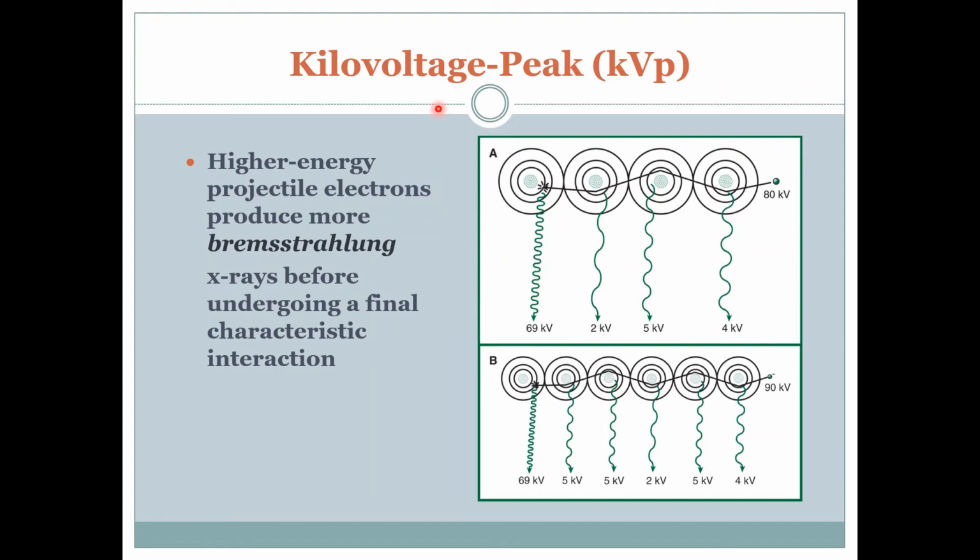If you raise kVp, you've given your projectile electrons more energy so that they can interact possibly more times. So we may produce more Brems interactions, several Brems interactions, and then one final characteristic interaction. And if you make the kV even higher, you may have more Brems interactions followed by a final characteristic interaction.